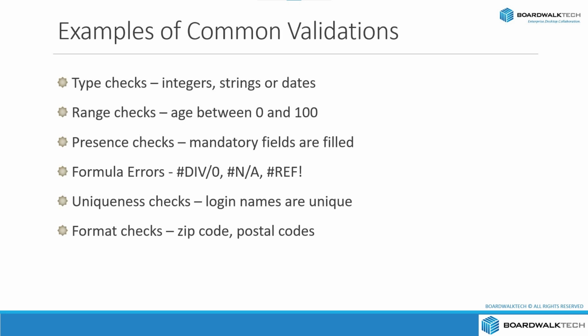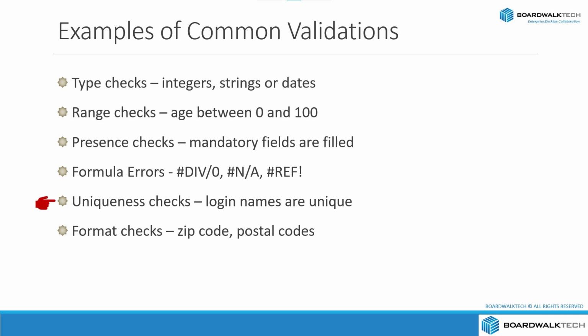Here are some examples of kinds of validations that can be performed. Type checks. Ensuring data is of the expected type, such as integers, strings, or dates. Range checks. Ensuring numerical data falls within a specified range, such as age being between 0 and 120. Presence checks. Ensuring required fields are not left empty. Formula errors. Ensuring formulas used do not result in errors, like division by 0, #NA, #REF, etc.